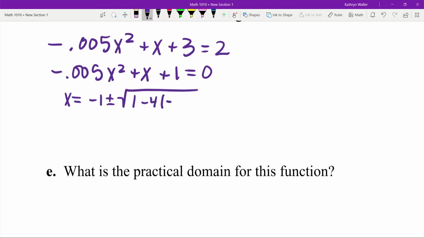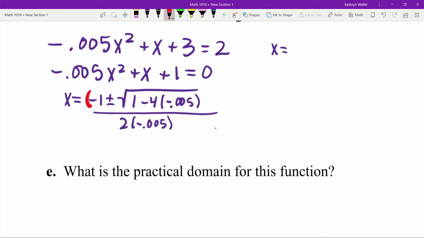minus 4 times a, which is -0.005 times c, which is a 1. I'm not even going to write times 1 because it doesn't change anything. All over 2 times -0.005. You guys, if you can't put this into your calculator correctly, you're going to miss it. So you have to know what you're doing. So participate, okay? Grab your pencils and I want you to input parentheses around the top and around the bottom.